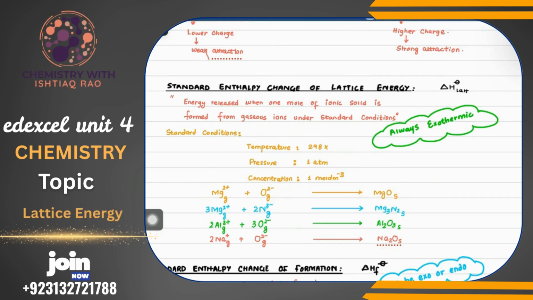So I need to know the two ions, Mg2+ ion and O2- ion. Both ions should be in the gaseous state, not in their standard state. Of course, we know that the standard state for magnesium is solid and the standard state for oxygen is O2 gas. But this is not O2. According to the definition, I need to know gaseous ions.